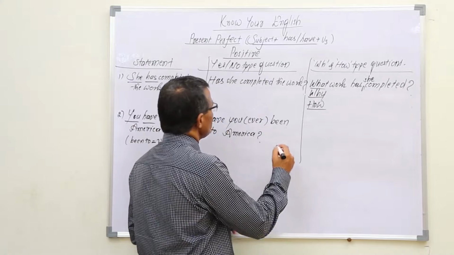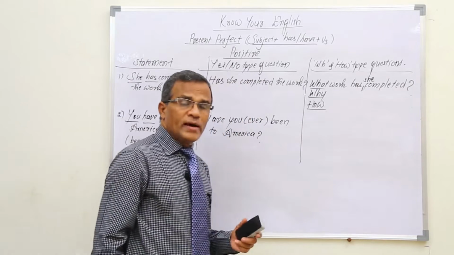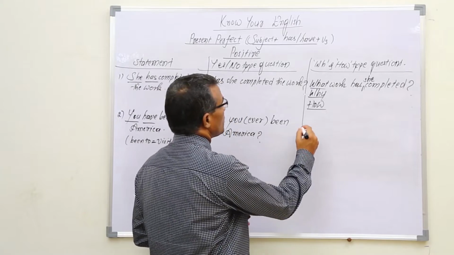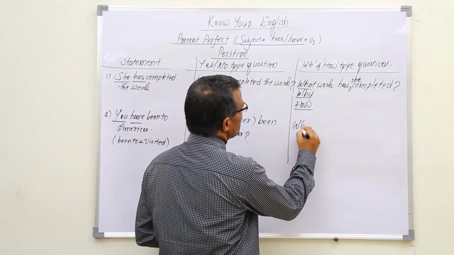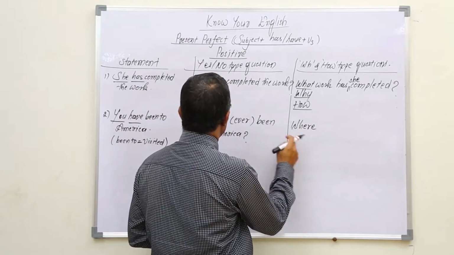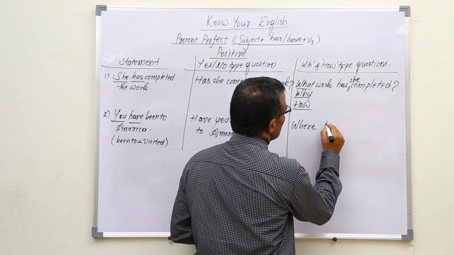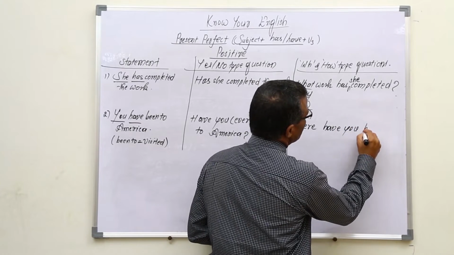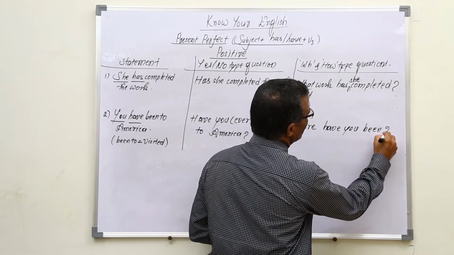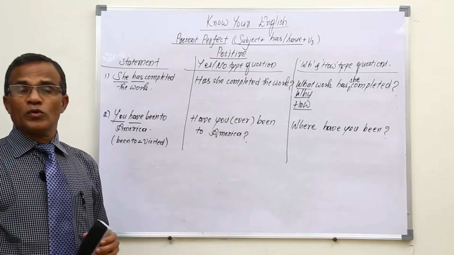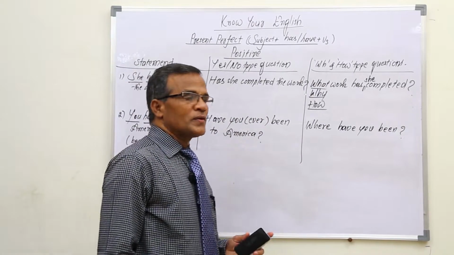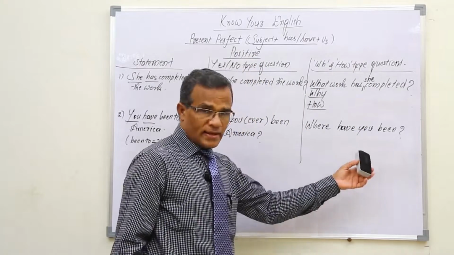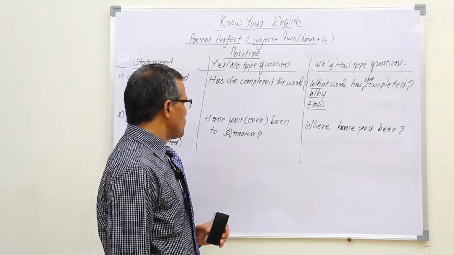Then, yes, WH and how type of questions. Where have you been? Simply we can take where have you been? Is the question. Where have you been? Means, so which country have you visited? Like that. That is the meaning of that question. Where have you been?